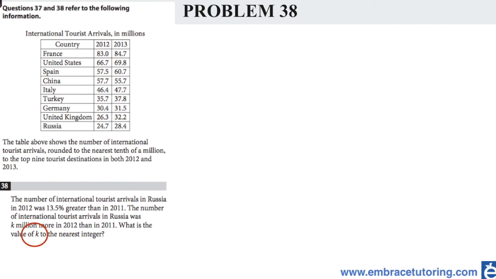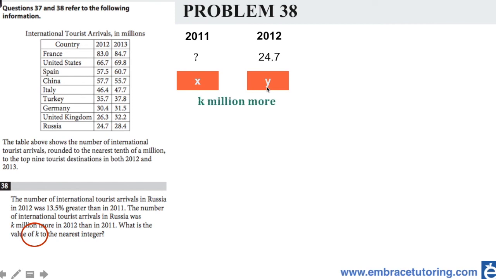Now, I also quickly noticed that there's no 2011 according to my table here. So I have to use my 2012 values and work back from that, because here I only have 2013. So labeling 2011 and 2012, I'm just going to say question mark for 2011, and my 2012 is 24.7 according to my Russia values here. So my 2011 value I'm going to represent as X. My 2012 value I'm going to represent as Y. And I'm going to say this is equivalent to K million more regarding the difference. So my goal is to figure out how many I had in 2011.